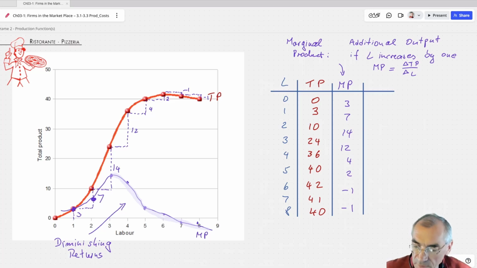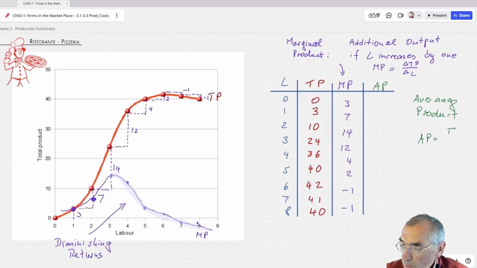The third concept that we are going to talk about is the average product. And we all know what an average is. It's the sum of what comes out of it divided by the number of people. So AP is total product over the quantity, the number of workers, L. So we can compute this.